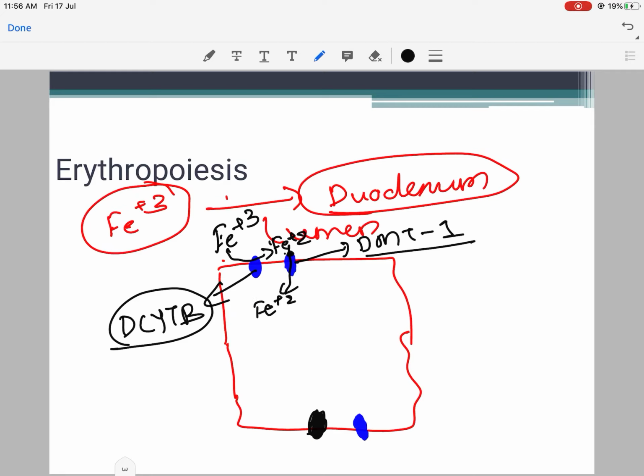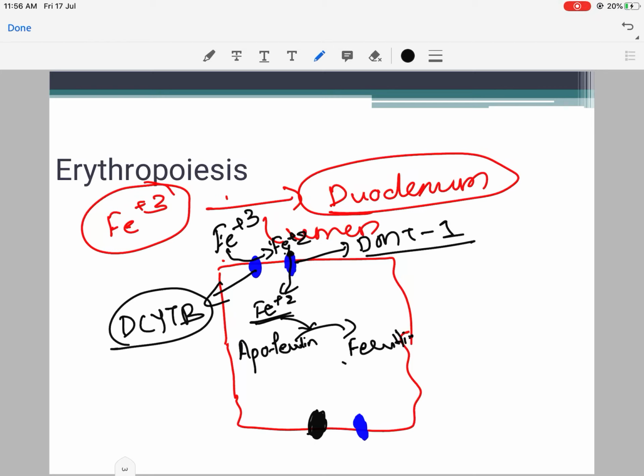So now free iron in the body anywhere in the cells, that is if it is not attached to any other molecule, it is toxic, it destroys the cell. So if Fe+2 is left free in the duodenal cell, it causes lysis of the cell by Fenton's reaction. So what it does is that it attaches to a molecule called apoferritin and converts it into ferritin.